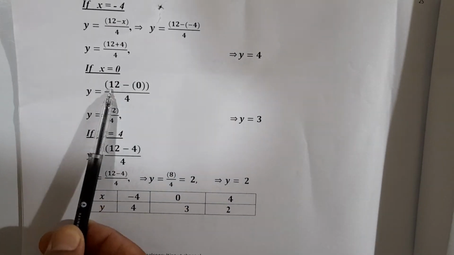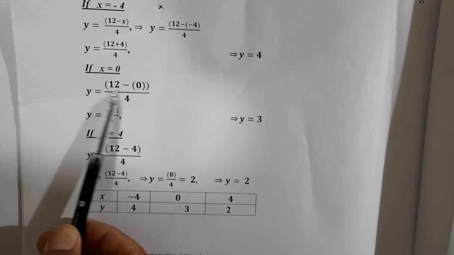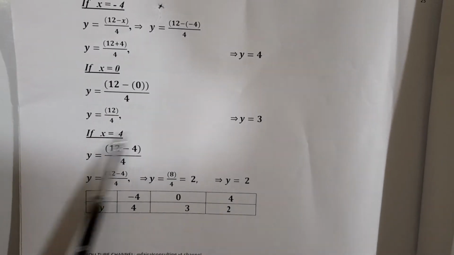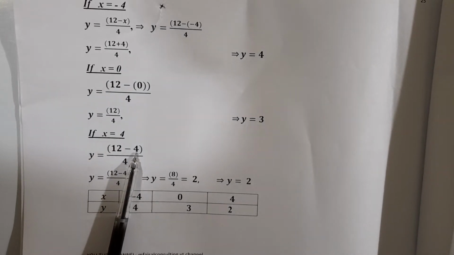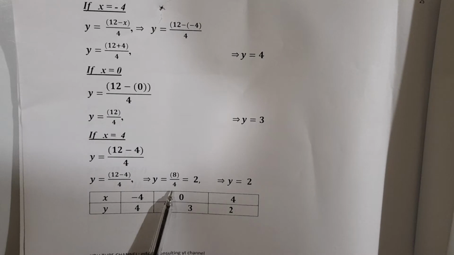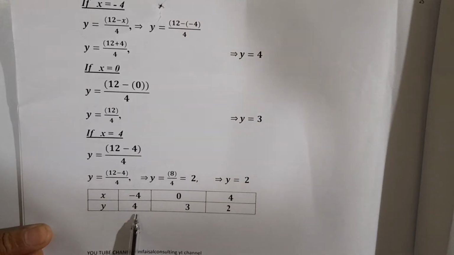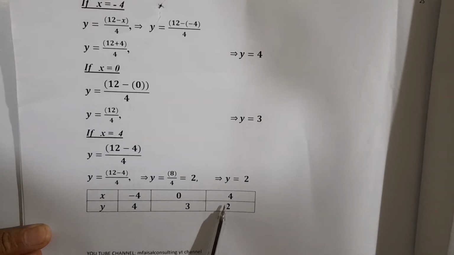If x is equal to 0, the whole term x becomes 0. So 12 minus 0, 12 divided by 4, y is equal to 3. X is equal to 4: 12 minus 4 is equal to 8. 8 divided by 4 is 2. Y is equal to 2. So when x was minus 4, y was 4. X was 0, y was 3. X was 4, y was 2.